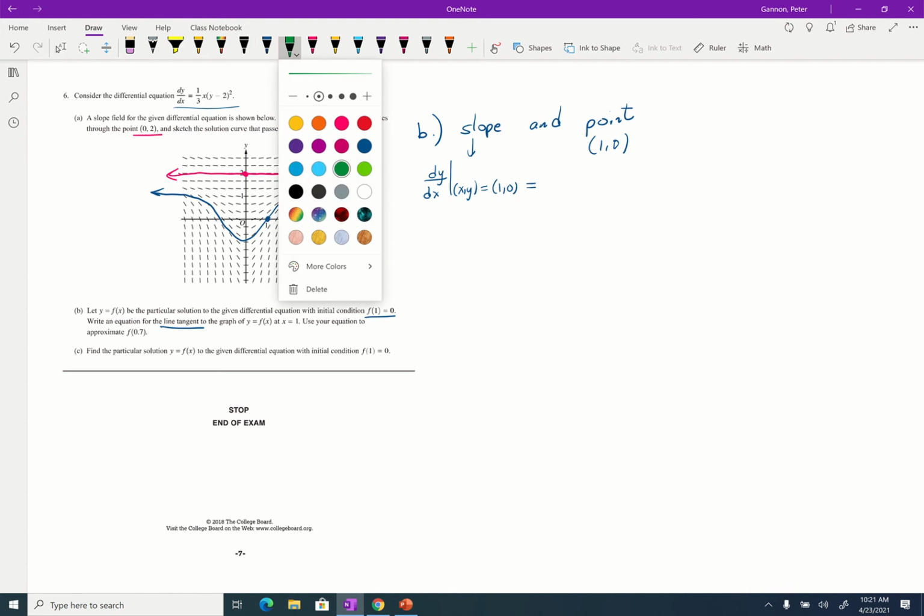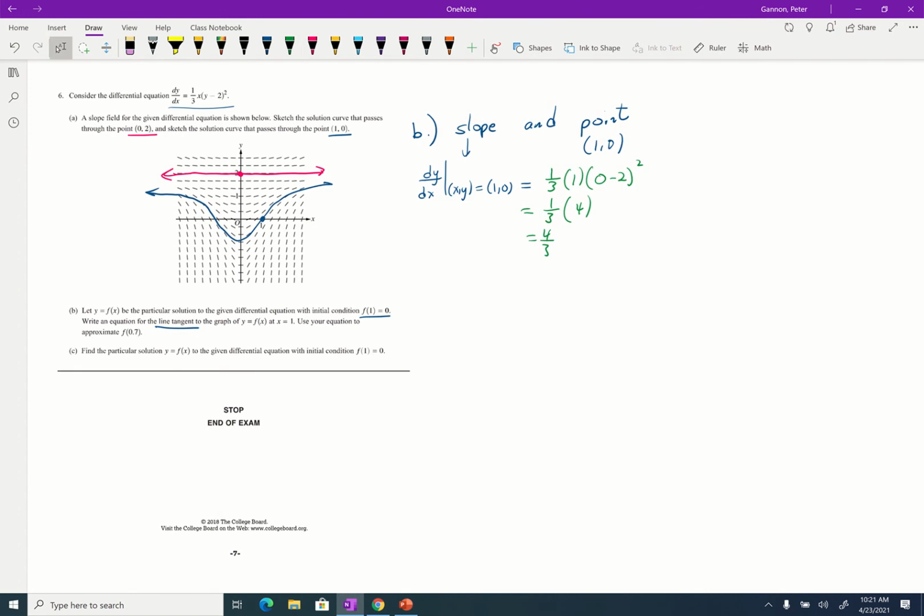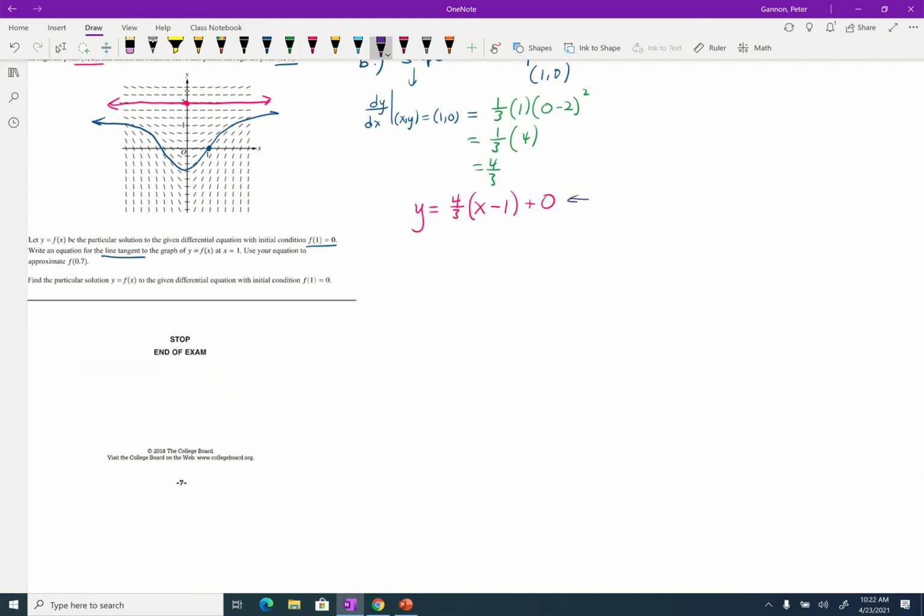So we're going to go ahead and plug in. We have 1/3 of x is 1, y is 0, minus 2 quantity squared. So this is 1/3, and negative 2 squared is 4, so that's 4/3. So the equation of our tangent line: y equals, our slope is 4/3 times x minus our point 1, plus 0, basically. And then from there, we want to use that. This is the equation of the tangent line.